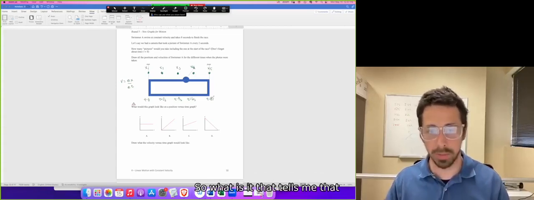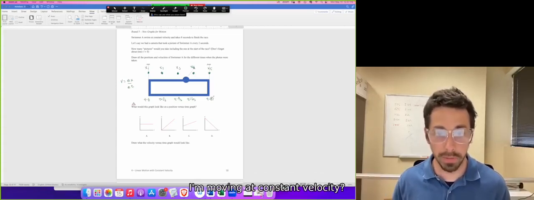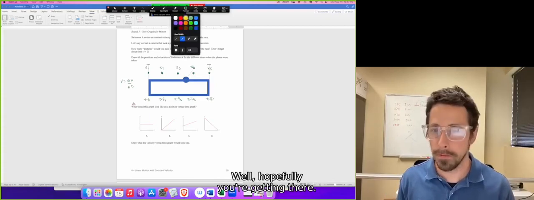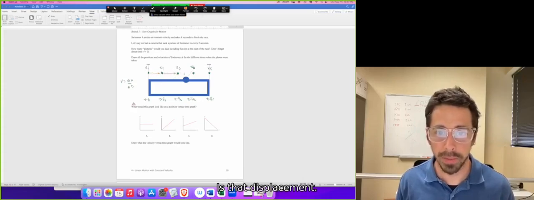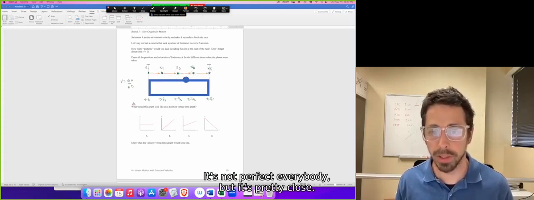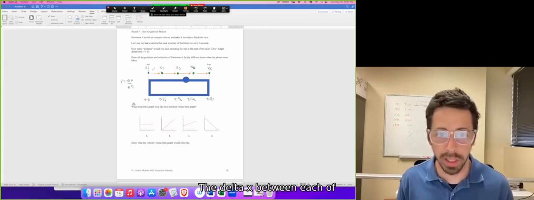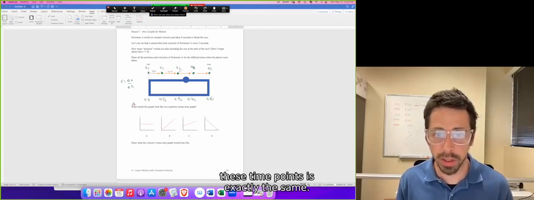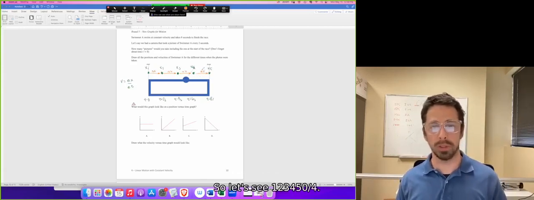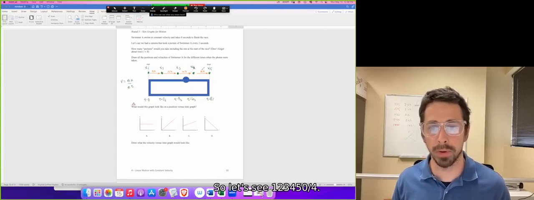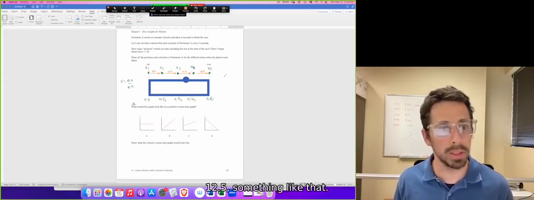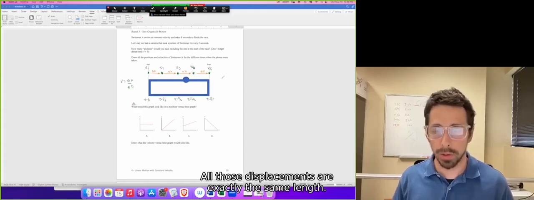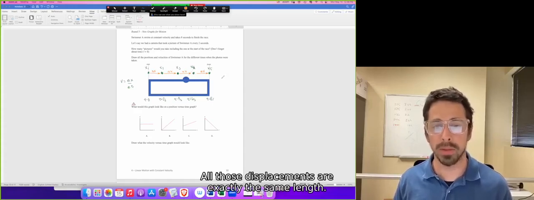So what is it that tells me that I'm moving at constant velocity? Well, hopefully you're getting there. It's that displacement. It's not perfect, everybody, but it's pretty close. The delta x between each of these time points is exactly the same. So let's see, 1, 2, 3, 4. 50 divided by 4. So it's all 50 divided by 4. What would that be? 12.5, something like that. So all those displacements are exactly the same length.